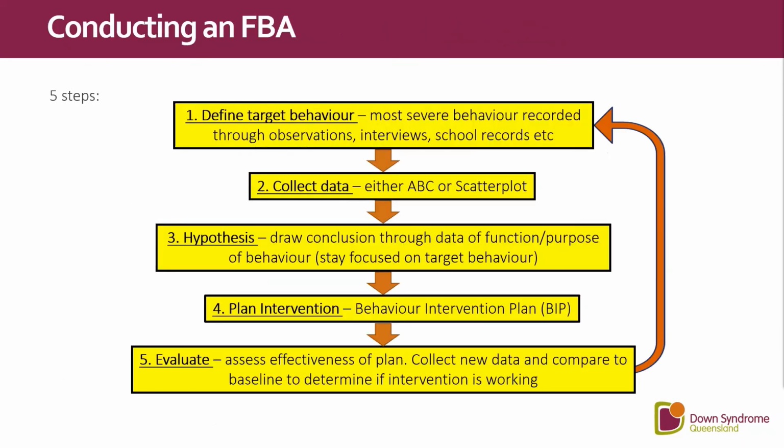Conducting a functional behavioural assessment. So there are 5 steps to conducting an FBA. Number 1, we define the behaviour and choose the most severe behaviour first. In everything we do, we want to choose the worst one first to eradicate that issue. It's recorded through observations, interviews and school records.